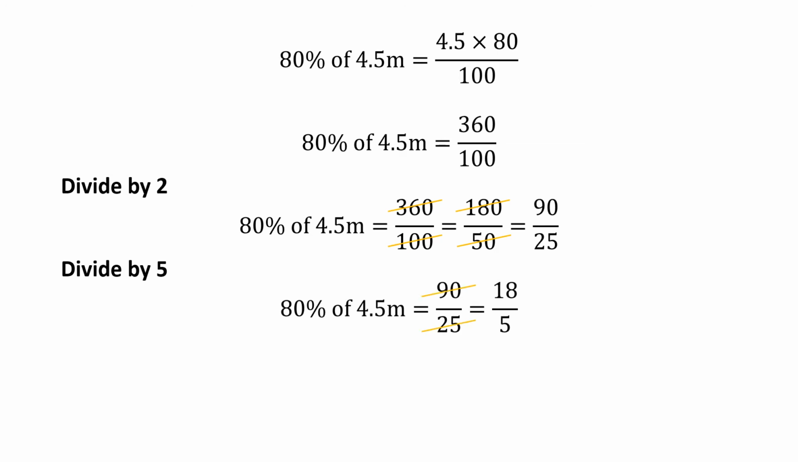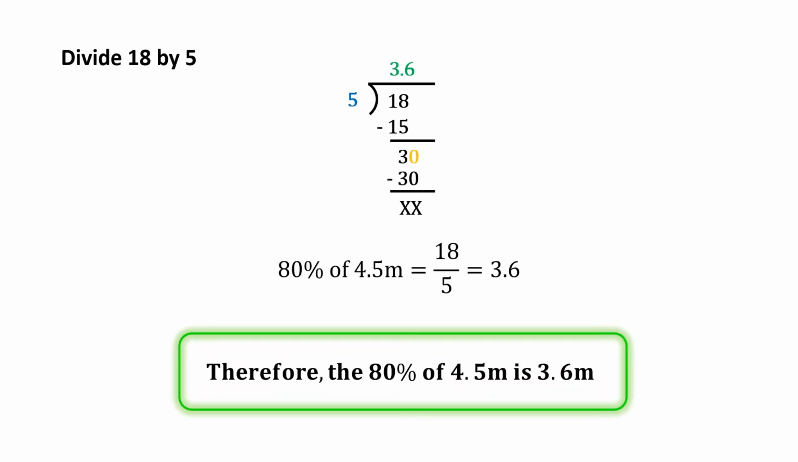Now multiply 4.5 by 80, and then simplify the fraction as shown in steps. After simplification we have 18 upon 5, since it is a fraction, so divide 18 by 5 to get a decimal number. By dividing 18 by 5 we have 3.6, therefore, the 80% of 4.5 meters is 3.6 meters.